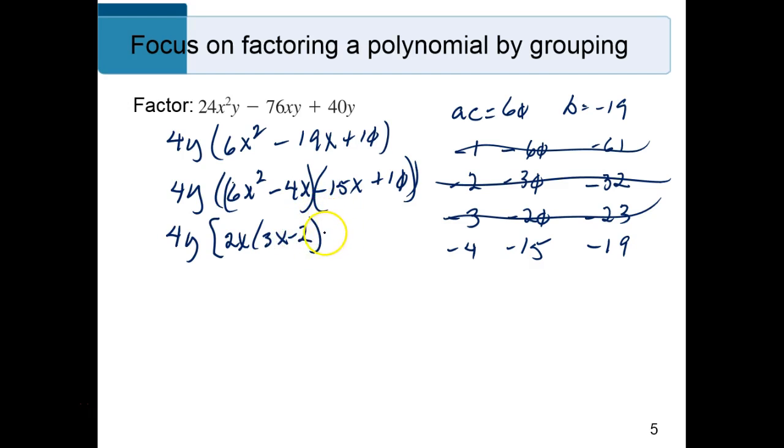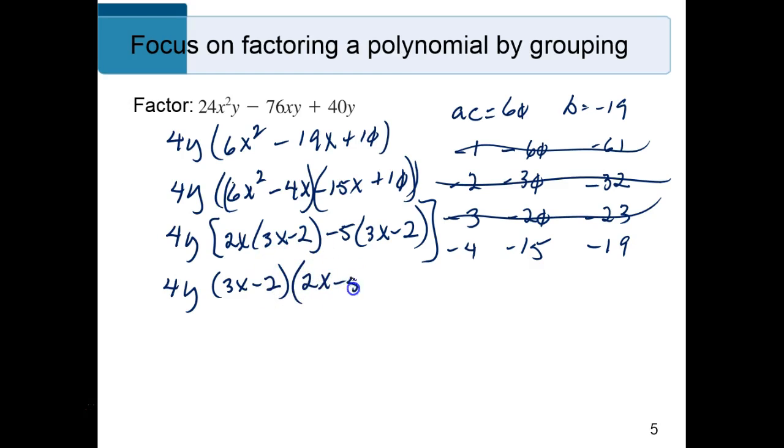And the second group? Take the sign with it. Minus 5. And what's left? 3x minus 2. Ding, ding, ding. We've got it. Now keep the 4y. Bring that down. And what do you notice here? We have a common factor, 3x minus 2, right? Pull it out. 3x minus 2. And what's left?